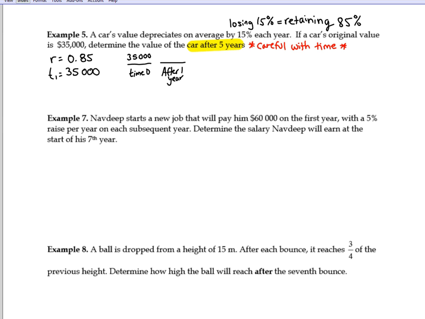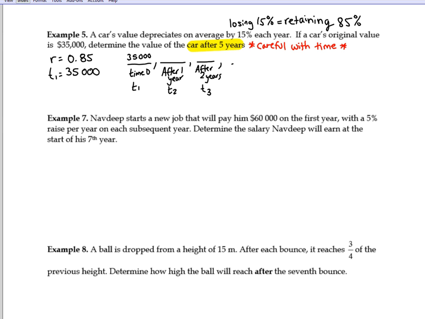So after 1 year, it goes down by 15%. Term 3 would be after 2 years. So you have to be very careful with time. Often time and your end value are not the same. Often your time is 1 less than your end. Because time usually starts at 0, and then 1 year, and then 2 years. But n always starts at 1, and so they don't line up. So you have to be very careful with time.